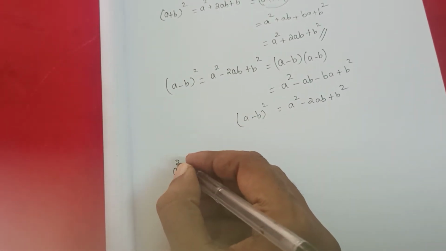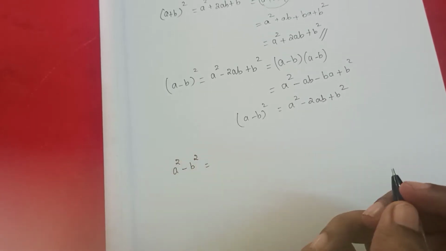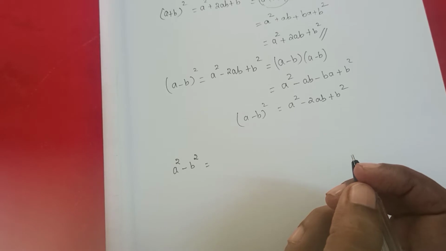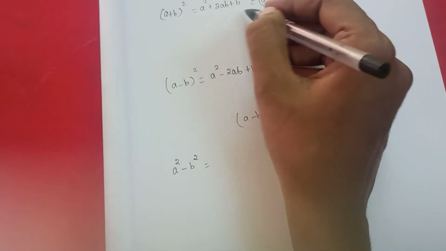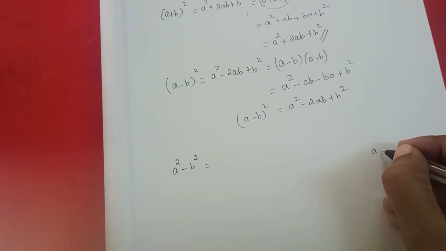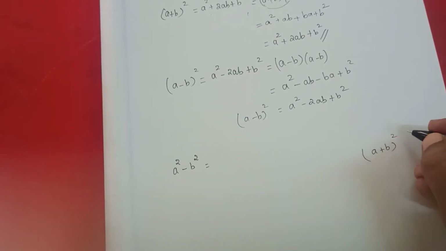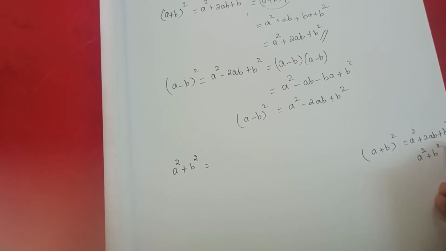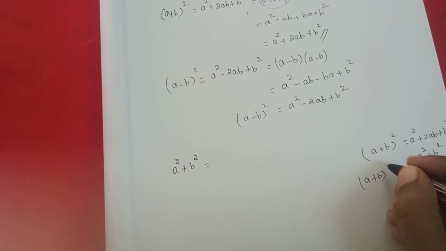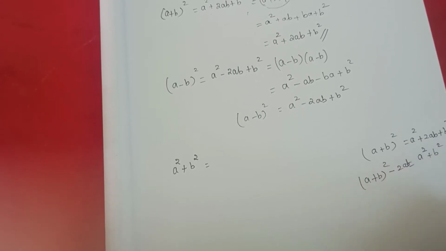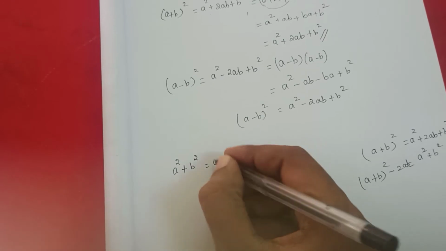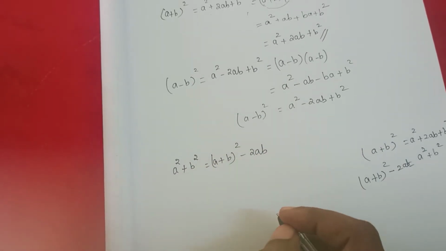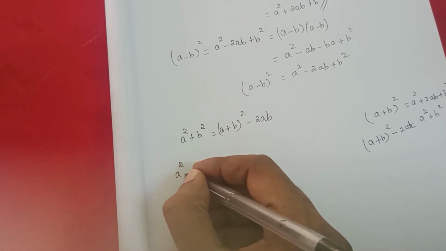Then what's the formula for a square plus b square? From this formula we will create the formula for this. a plus b the whole square is equal to a square plus 2ab plus b square. If we need the formula for a square plus b square, bring this 2ab to this side, so minus 2ab. So the formula is a plus b the whole square minus 2ab. Got it?